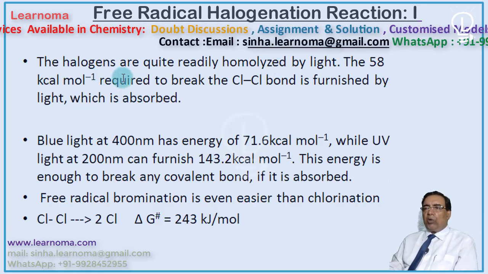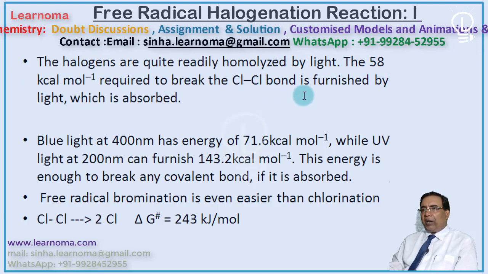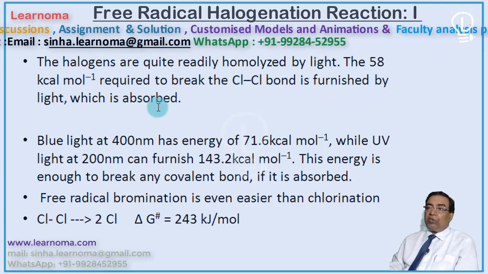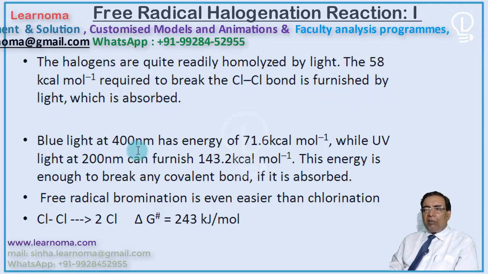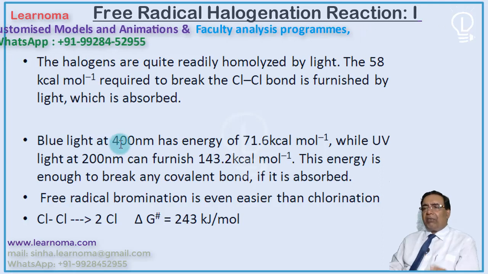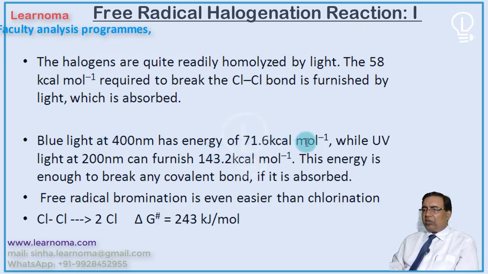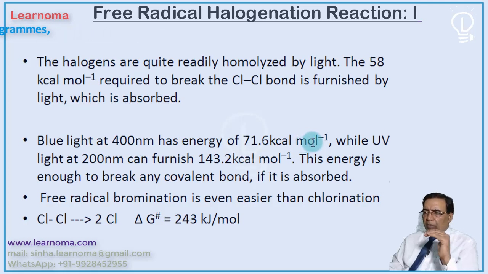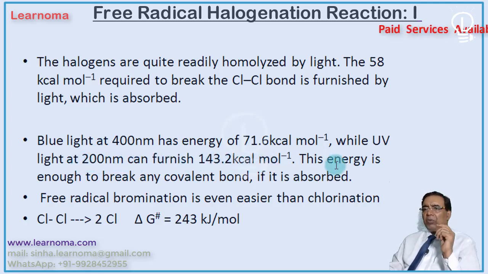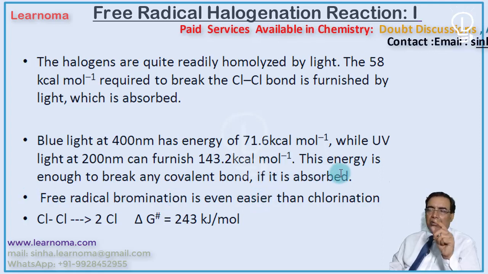The 58 kilocalorie per mole required to break the chlorine-chlorine bond is furnished by light, which is absorbed. Blue light, nearly ultraviolet light at 400 nanometer, has energy of 71.6 kilocalorie per mole, while UV light at 200 nanometer can furnish 143.2 kilocalorie per mole. This energy is enough to break any covalent bond if it is absorbed.